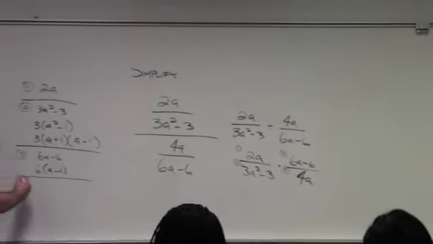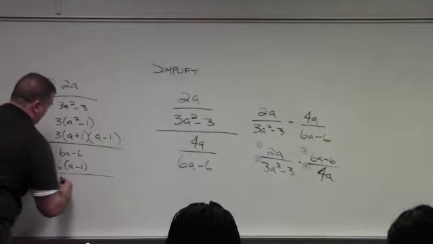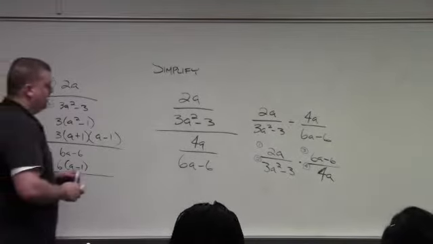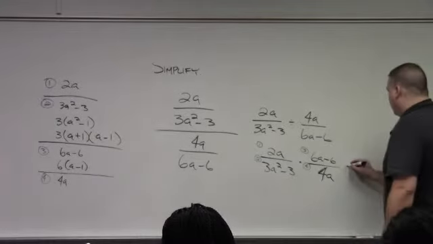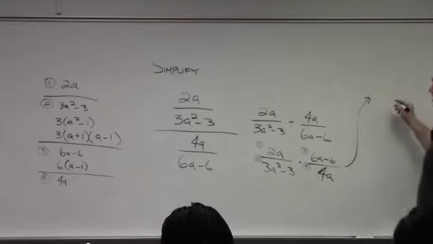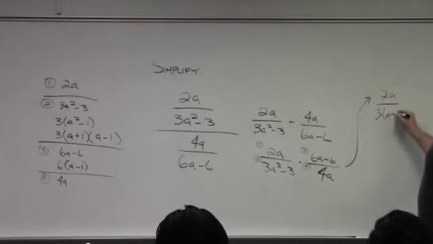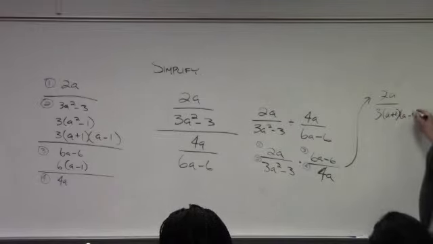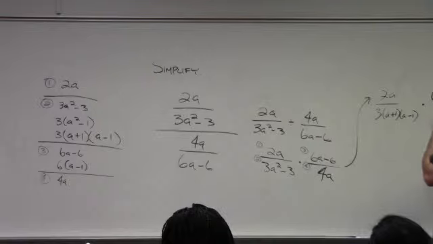And can I do anything with that 4a as far as factoring? No. So I'll leave that like that. So let's rewrite this information. We've got 2a over 3, a plus 1, a minus 1, times 6, a minus 1 over 4a.